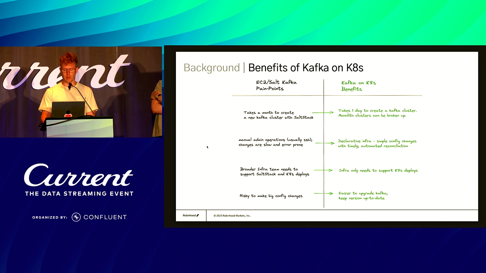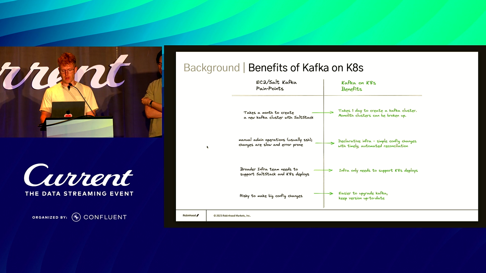Essentially, creating new Kafka clusters with Saltstack was very difficult because everything was kind of disjoint. Again, there's no real notion of declarative infra or control plane here. Whereas now with Kafka on K8s, we have a custom resource. So you have a single config. All the dependencies are deployed with the cluster. And it takes about a day, but a lot of that is just propagating that through Argo CD and things like that.